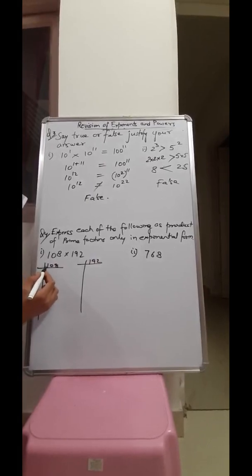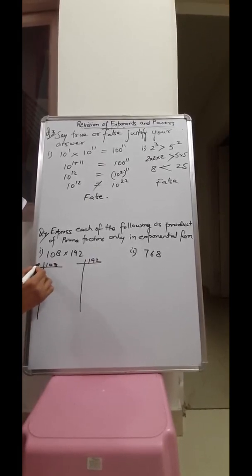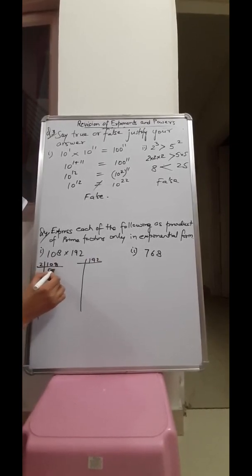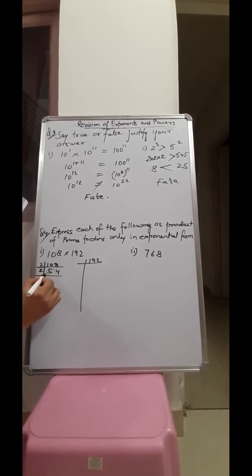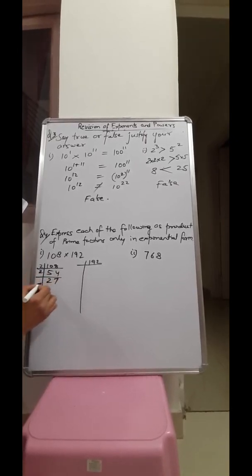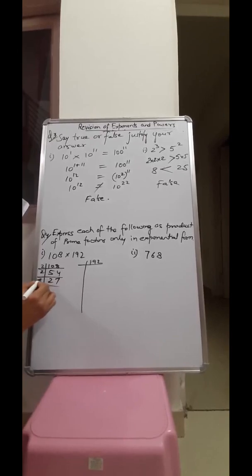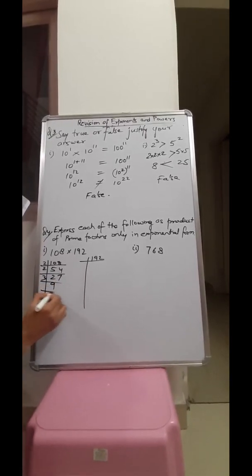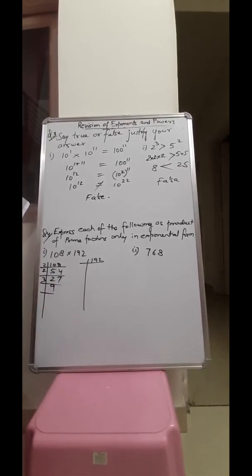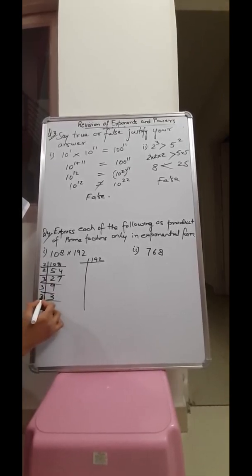So 108, when you use the prime factorization method, will come in the table of 2. When you divide this by 2, you will get 54. Divide by 2 again, you get 27. Now we have to divide this by 3. 3 nines are 27. And 9 again comes in the table of 3. 3 threes are 9. And 3 comes in the table of 3.